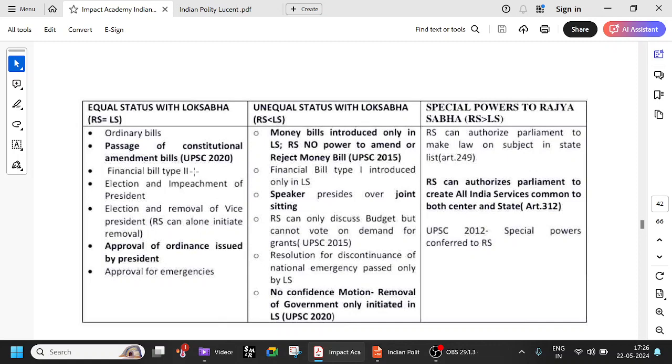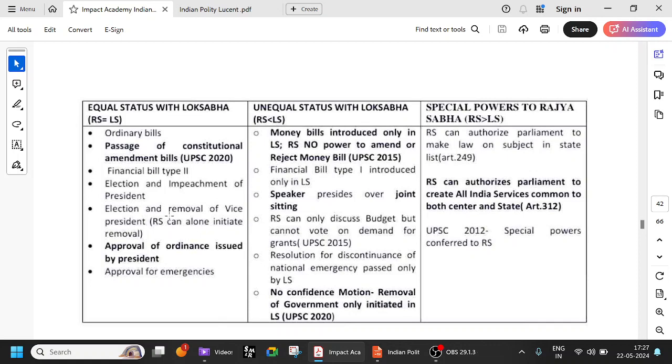So, election and impeachment of the president. We've already seen the election of the president: all the elected members of Lok Sabha, Rajya Sabha, and all the elected members of the Legislative Assemblies of states and Union territories. When it comes to impeachment of the president, states and Union territories do not have any voting power. Only all the members of the Lok Sabha and the Rajya Sabha, both nominated and directly elected members. Okay, so that's very important when it comes to the president.